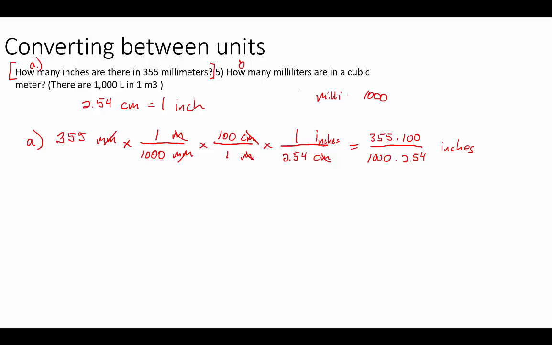So part B, how many milliliters are in a cubic meter? Okay, so this one's going to be a little different because now we've got a cubic meter, and that's different. That's m cubed. So let's look at this. We have a cubic meter, and we want to go to milliliters. So we'll start with the cubic meter. 1 cubic meter. 1 meter cubed. Okay, and this matters, these cubes.